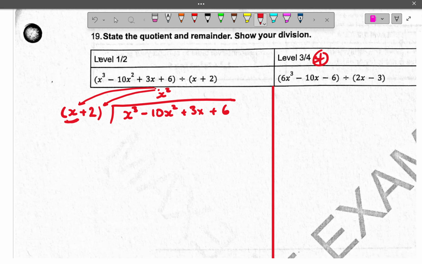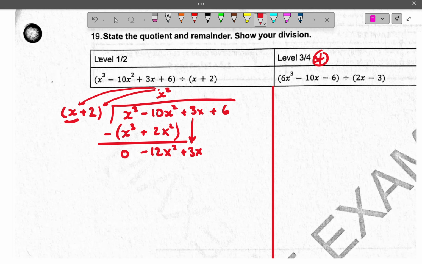Then I'm doing x squared times the terms on my left here. x squared times x is x cubed, and x squared times 2 is positive 2x squared. The next step is to subtract everything we just got from the top row. x cubed minus x cubed is 0. Negative 10x squared minus 2x squared is negative 12x squared. Then the next step is to pull down the 3x.